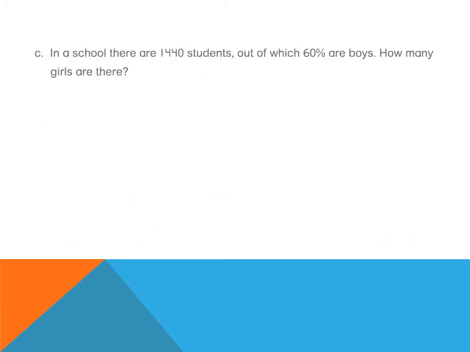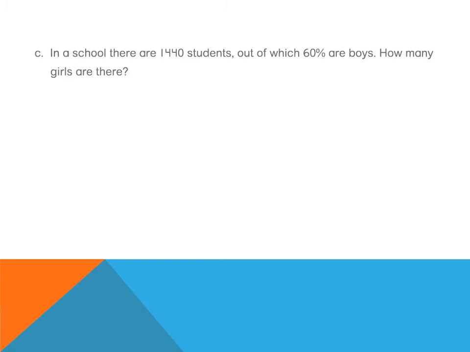Now, question number C. In a school there are 1440 students, out of which 60% are boys. How many girls are there? Now again, look at what the question is asking. Total number of students in a school is given, out of which 60% are boys. Now you don't have to find how much percentage of girls are there. You are asked to find the number of girls in the school.